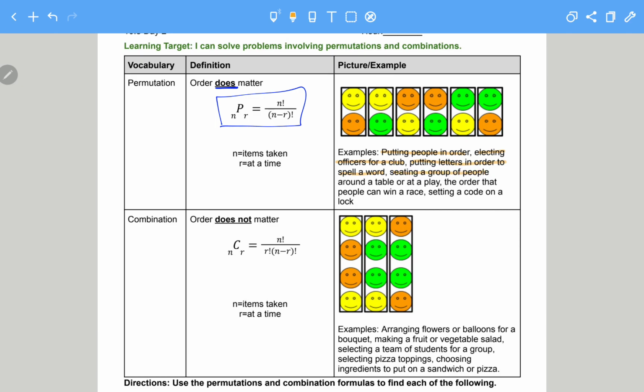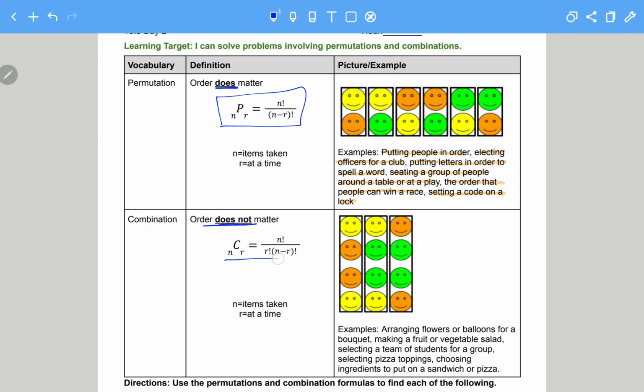Seating a group of people around a table or at a play. Okay, so order does matter. You don't think about sitting next to people, it changes. And the order that people can win a race, first place, second place, third place, or this last one, setting a code on a lock. Okay, if you did 1, 2, 3, that's different from 2, 1, 3. Okay, so this permutation order does matter. Combination order does not matter.